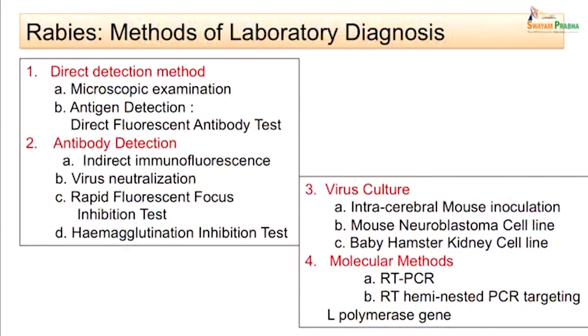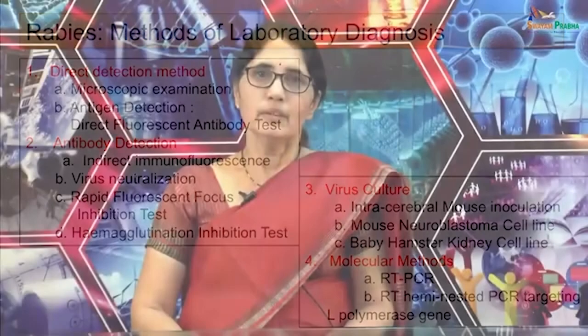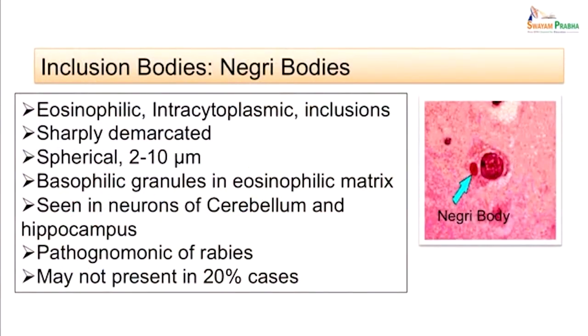Reverse transcriptase hemi-nested polymerase chain reaction, which targets the L polymerase gene, is considered to be the 100% specific method for the diagnosis of rabies. The postmortem diagnosis in human beings as well as in animals can be done by demonstration of Negri bodies. Negri bodies are the inclusion bodies which are eosinophilic, intracytoplasmic, magenta colored bodies present in the cytoplasm of the infected neurons.